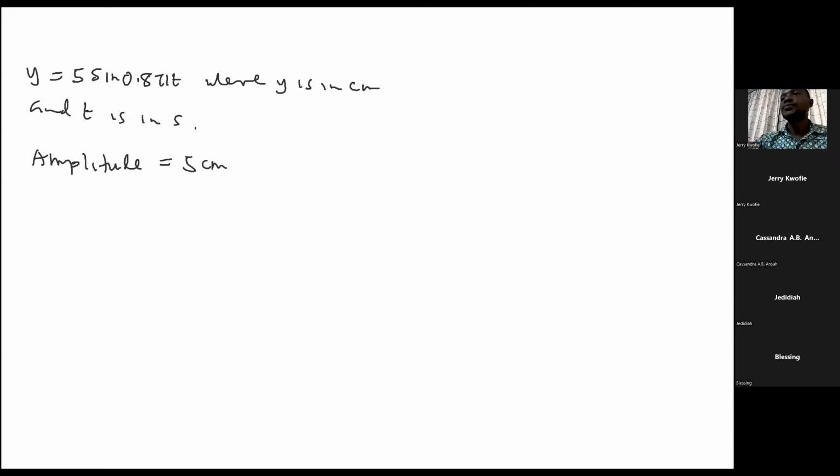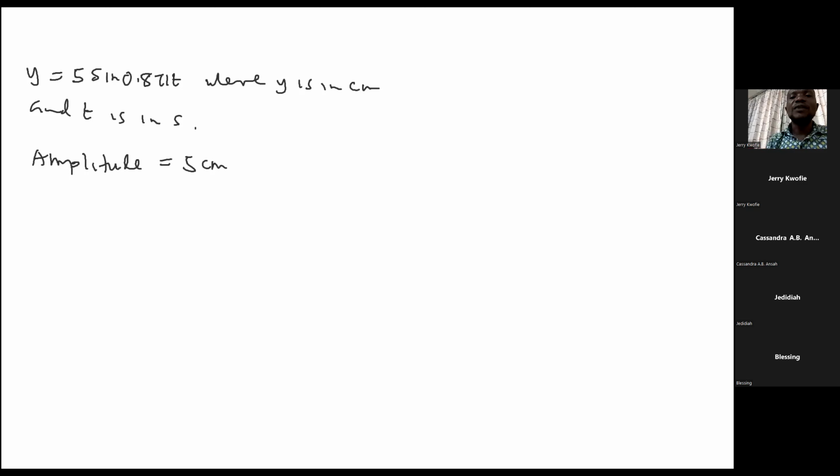Yes, continue. You have found the amplitude. What next? Now we should find the period of the oscillation. All right, so how do we get the period of oscillation? Jedediah, you should make some contribution. We have found the amplitude. We want to get the period of oscillation. How do we do it? The period is equal to 1 over the frequency.